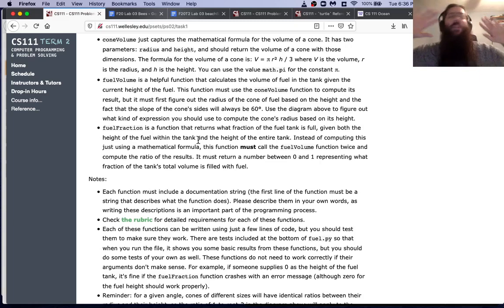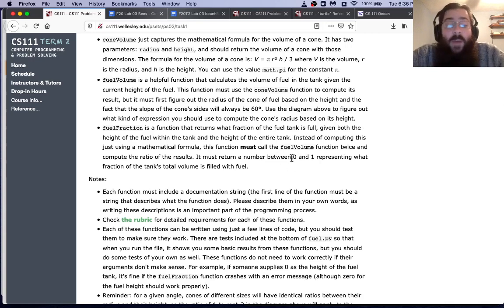And you could solve some complicated mathematical formula involving the formula for the volume of a cone and all this thing to figure out how to do that. But we have a fuel volume function that we just finished writing. So in fuel fraction, you must call the fuel volume function twice. Once to compute the volume of the fuel based on its height, and another time to compute the volume of the whole tank based on its height.